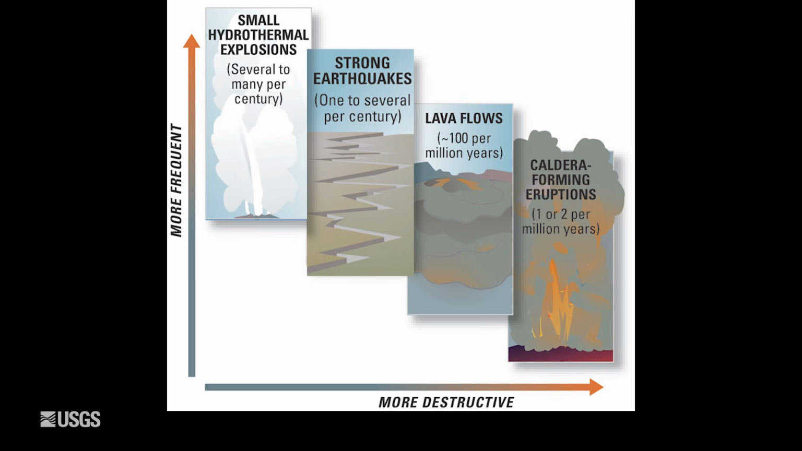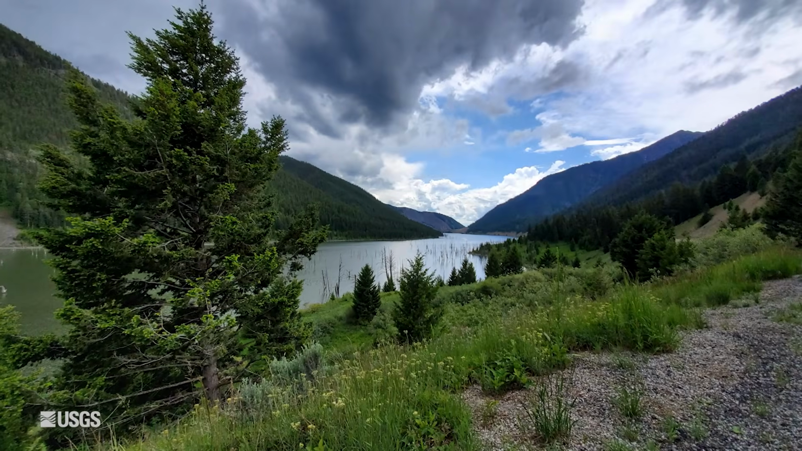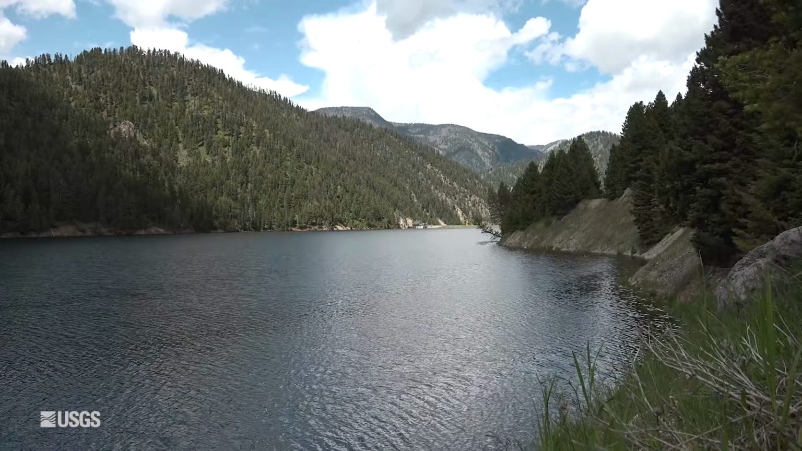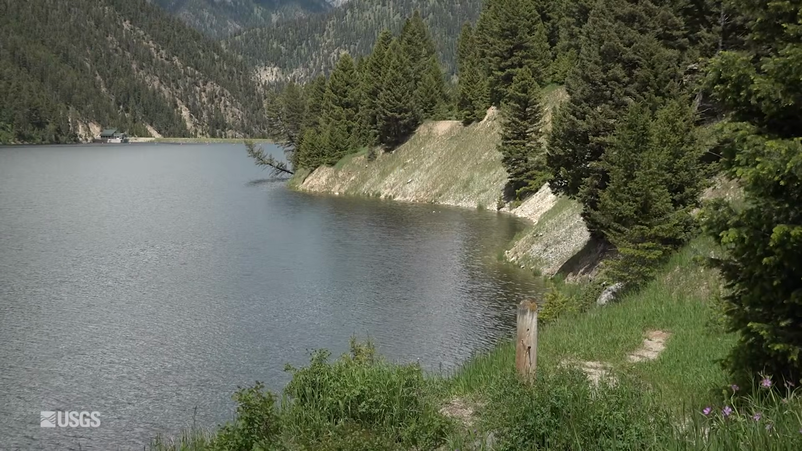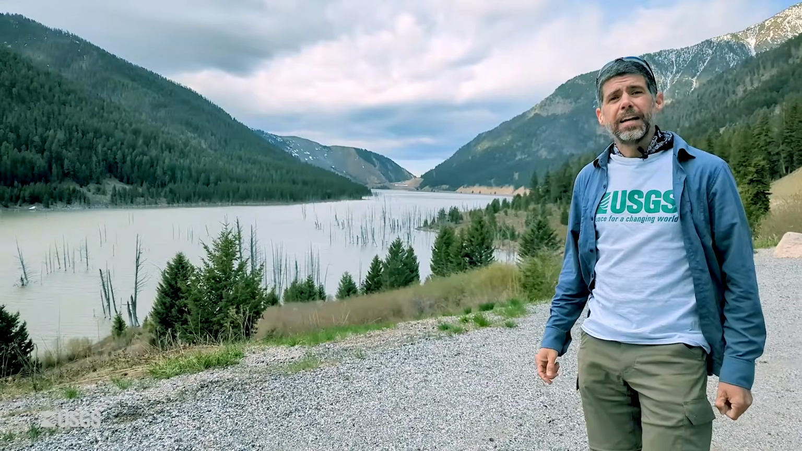Now let's take a look at the other major hazard in the region that can occur on timescales of a human life. Beautiful lake, isn't it? This lake wasn't even here prior to August of 1959. It's a consequence of the largest earthquake ever recorded in the Intermountain West United States, the 1959 Hebgen Lake earthquake, a magnitude 7.3. And this month, we're commemorating the 65th anniversary of that earthquake.